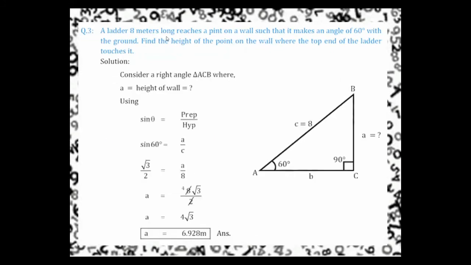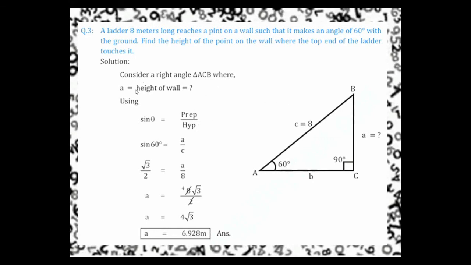A ladder 8 meter long reaches a point on the wall such that it makes an angle of 60 degrees with the ground. Find the height of the point on the wall where the top end of the ladder touches it. The ladder is 8 meter long, so the length of the hypotenuse is 8 meter, and the angle is 60 degree. Find the height of the point here, that is, the perpendicular.